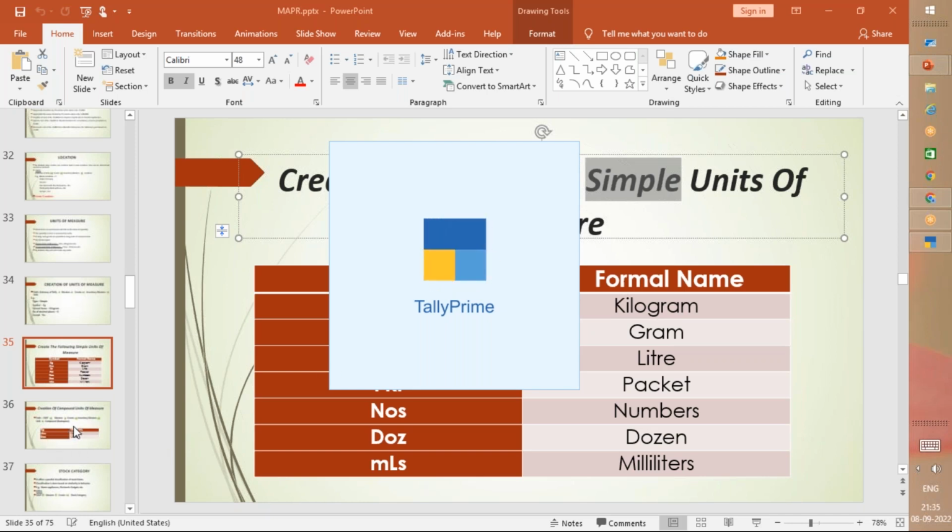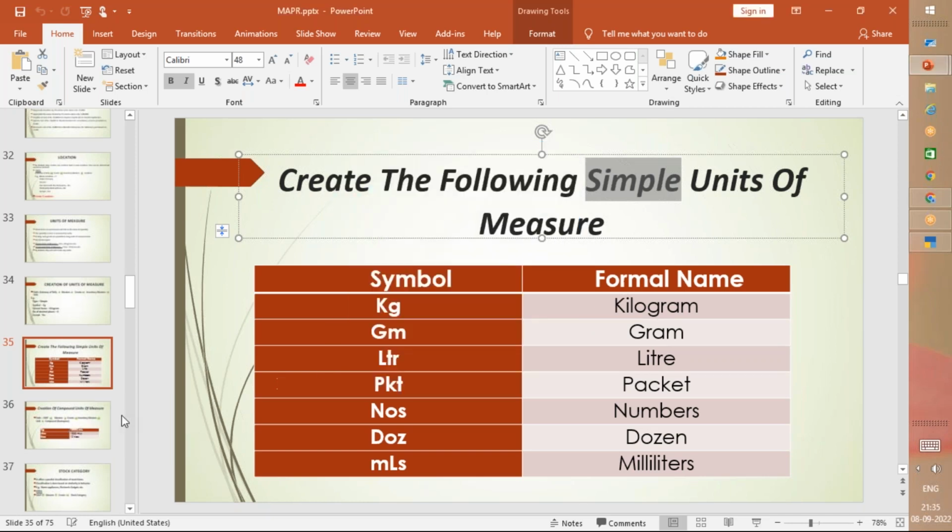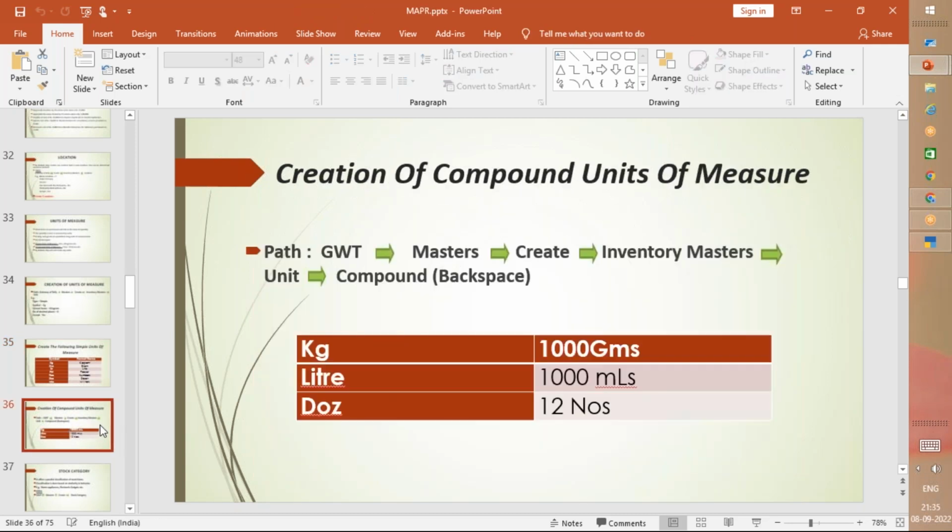I don't know what is wrong with this. Do this class by the time. Go to Gateway of Tally, Masters, Create, Inventory. Do this, don't do compound, do this.